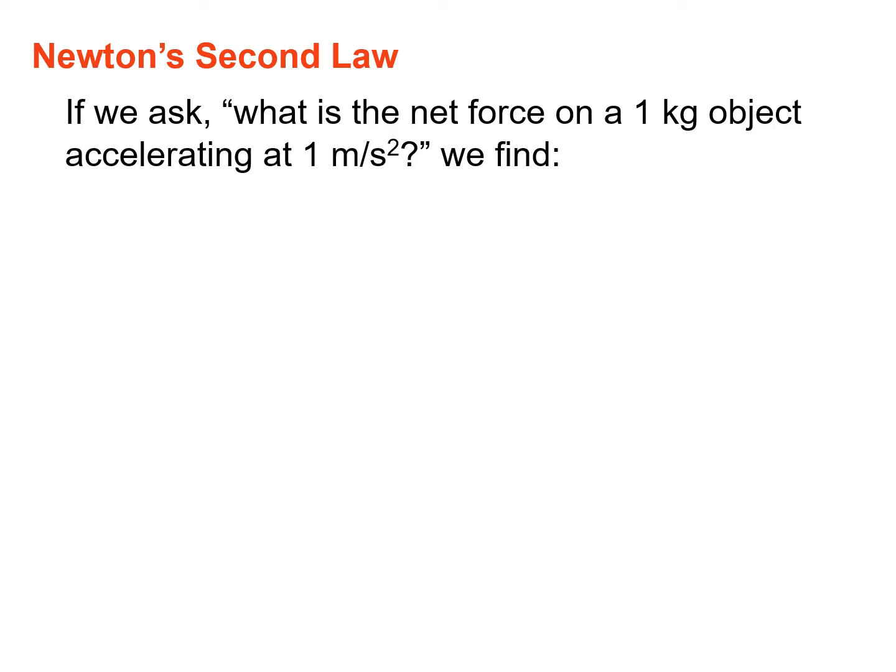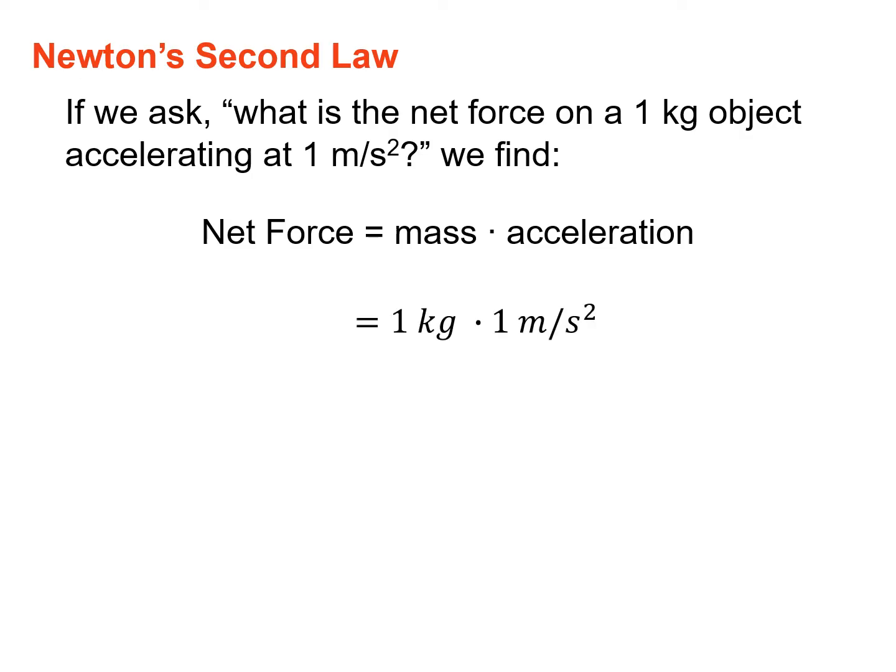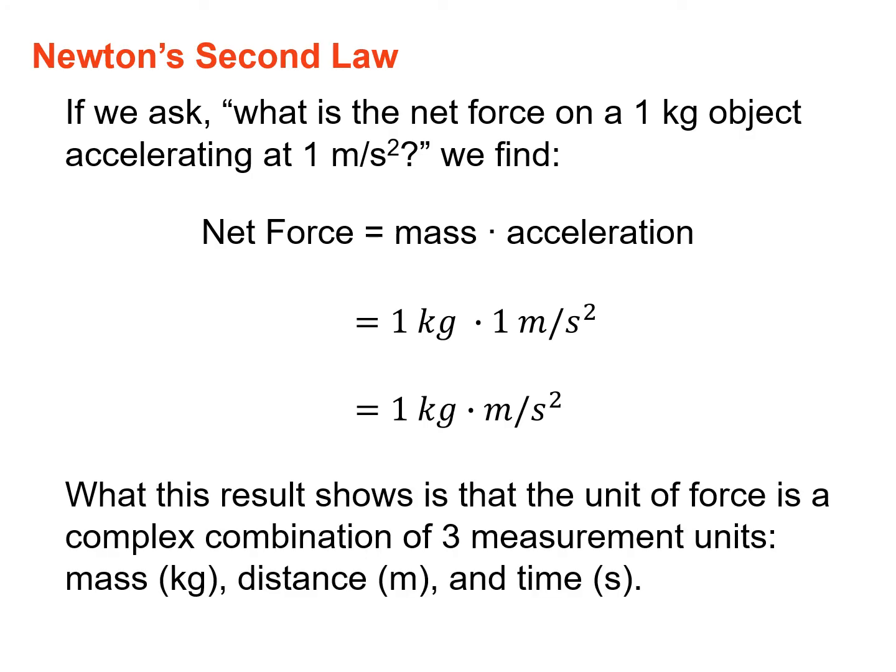Now, if you asked, what is the net force acting on a 1 kilogram object if it is accelerating at 1 meter per second squared, and apply it to that equation, then you would find that 1 kilogram times 1 meter per second squared simply equals 1 kilogram meter per second squared. The units do not cancel out. In fact, this is a complex combination of 3 measurement units. Mass is measured by kilograms, distance or displacement is measured by meters, and time is measured by seconds, and it appears twice in the equation, and so we get seconds squared.